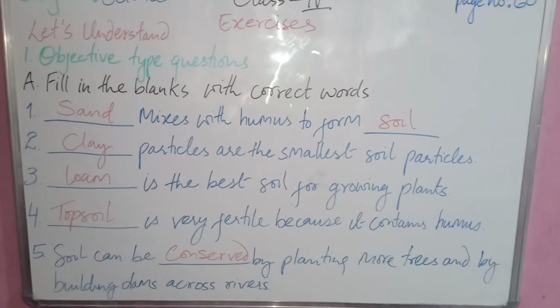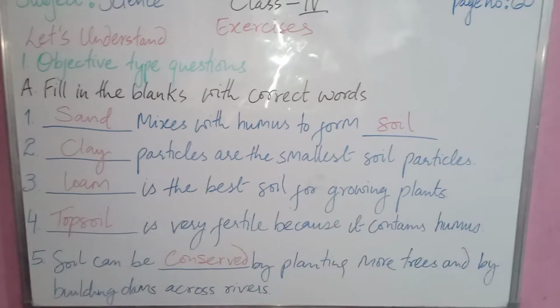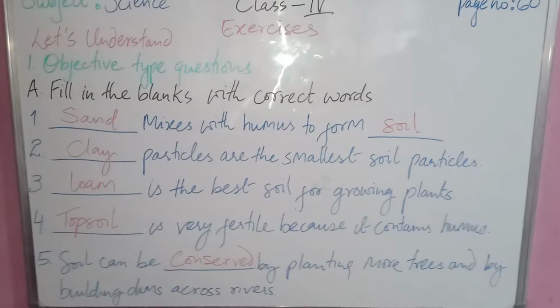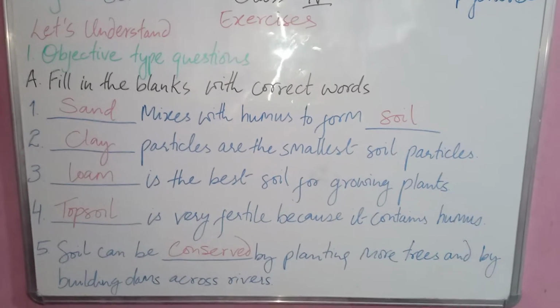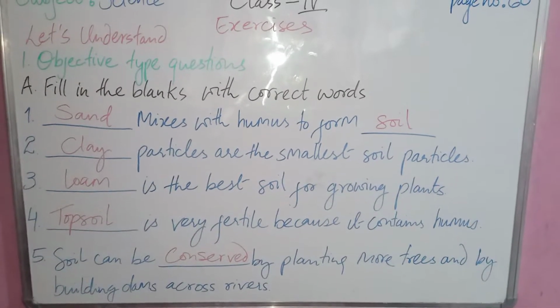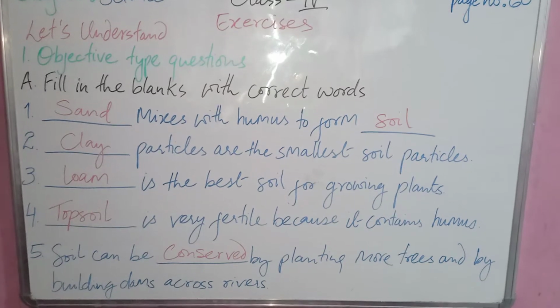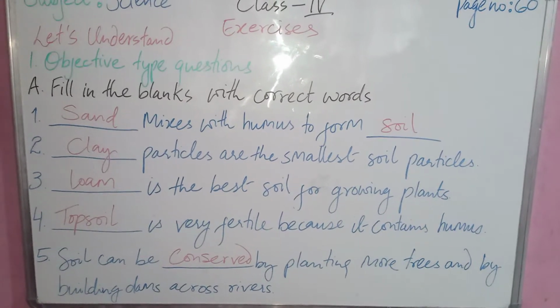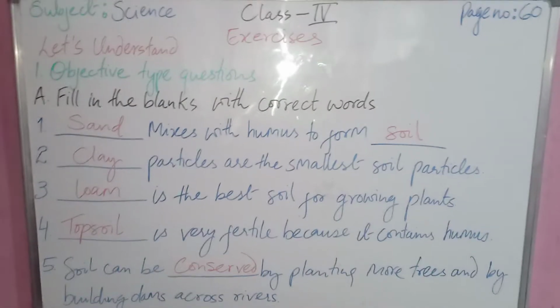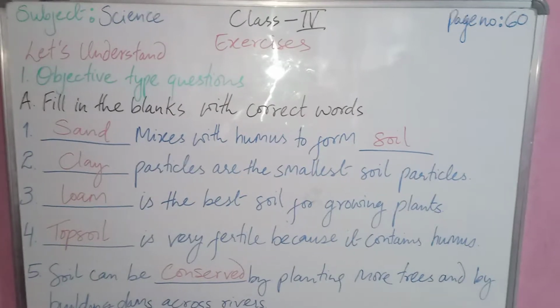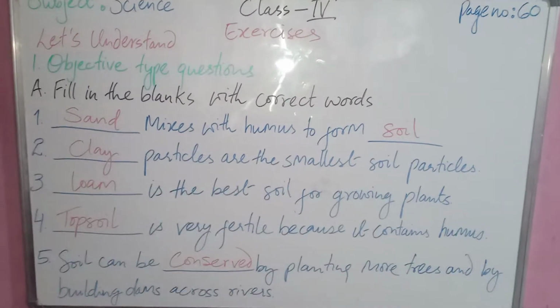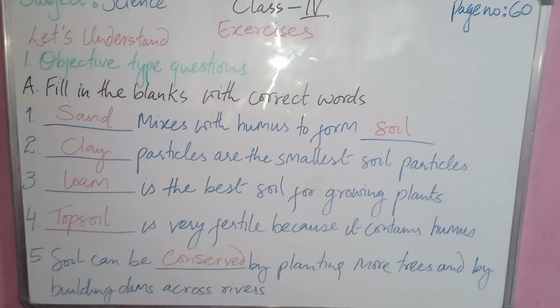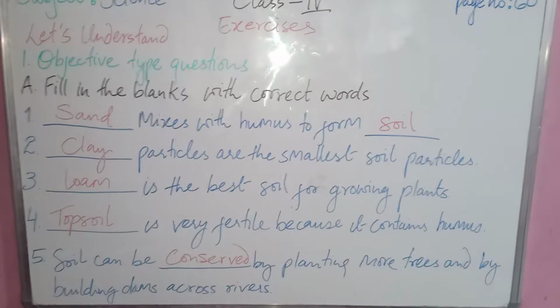Then we have question number 2. Dash particles are the smallest soil particle. So clay is the smallest one. Then we have question number 3. Dash is the best soil for growing plant. Okay, that is loamy soil. Okay, or you can write loam is the best soil for growing plant.